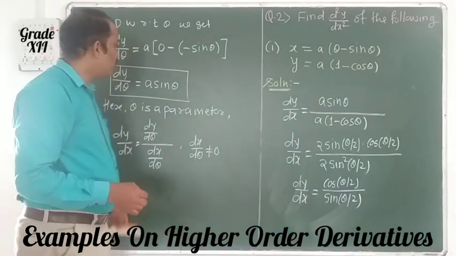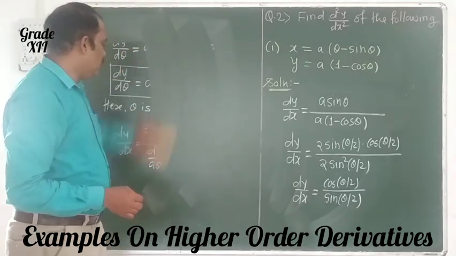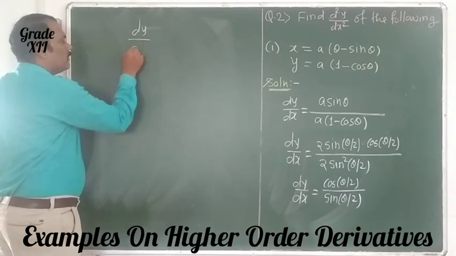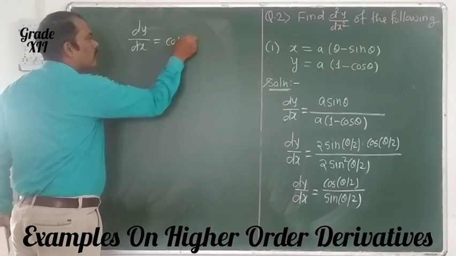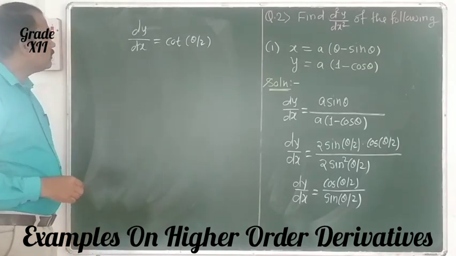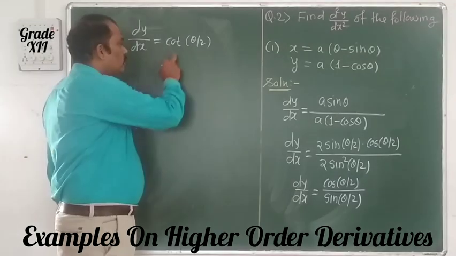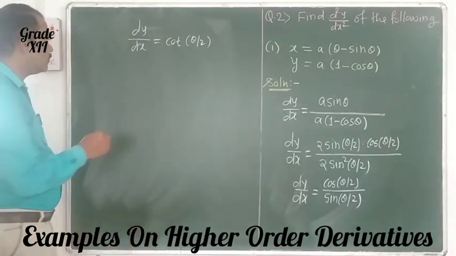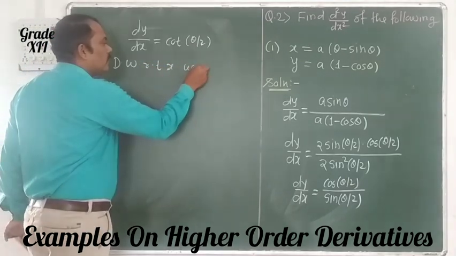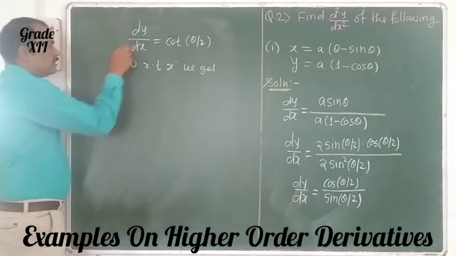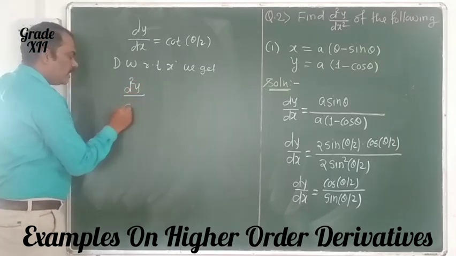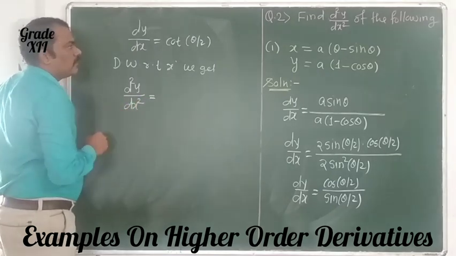Cos upon sin, we have to know that this is cot, so that we can write dy by dx is equal to cot of theta by 2. Okay. Now we have to find d2y by dx square, so we have to differentiate again with respect to x, differentiating this dy by dx a second time, so that we get the second order derivative, that is d2y by dx square is equal to.